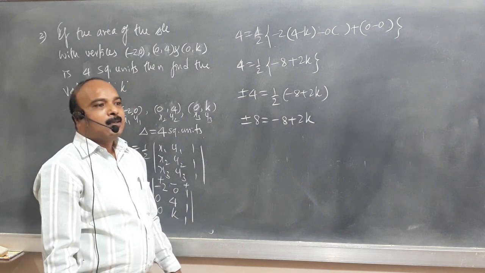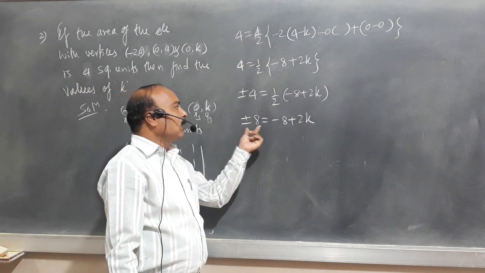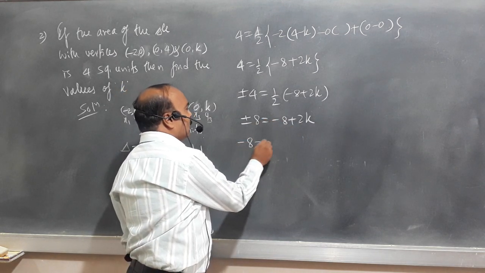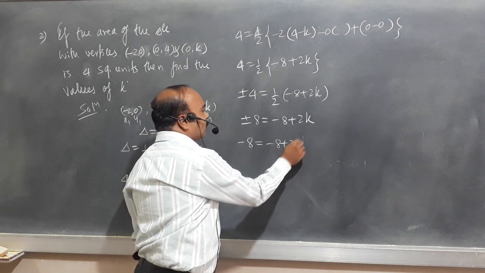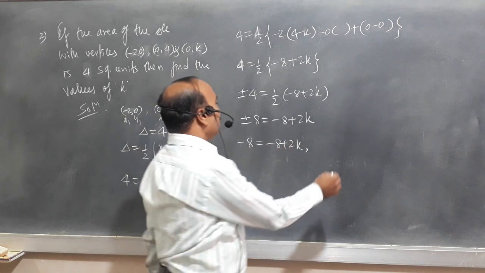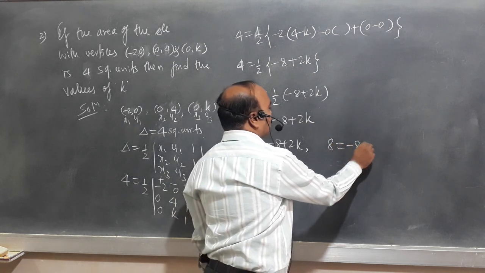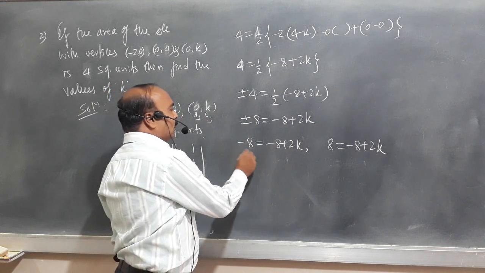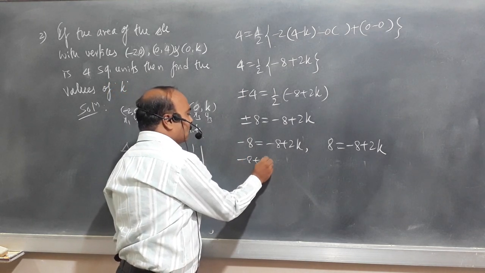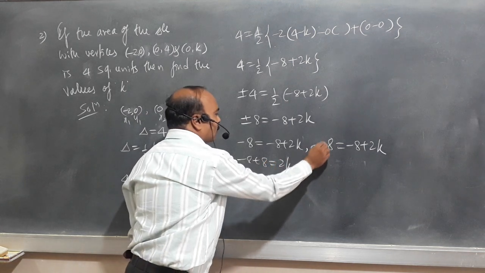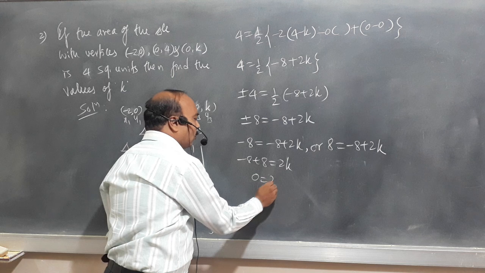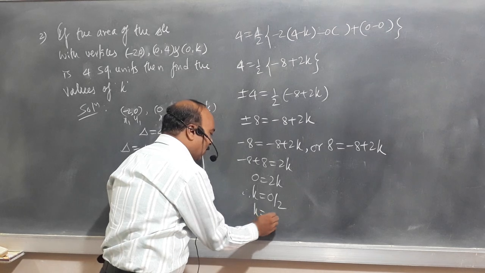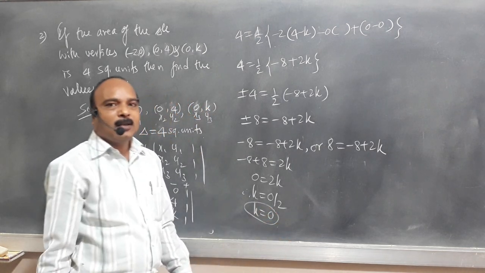Now we consider two values of k. First we take plus 8, after that we take minus 8 on the left hand side. Therefore we get minus 8 equal to minus 8 plus 2k, it is one value. Second value, 8 equal to minus 8 plus 2k. Now we take this minus 8 to this side, minus 8 plus 8 equal to 2k, and here 0 equal to 2k, therefore k equal to 0 by 2, therefore k equal to 0. It is the first value of k.